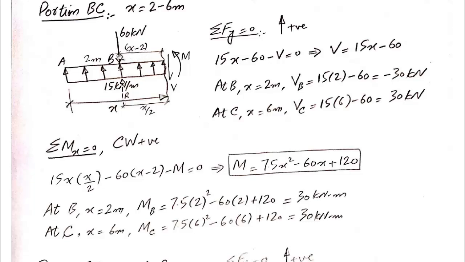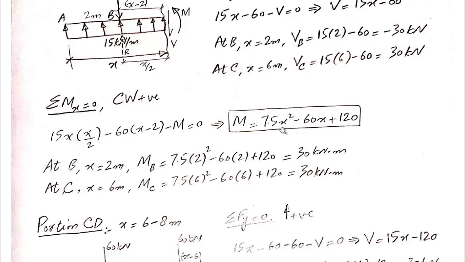As we discussed earlier, the part of the beam present on the left side of this force is 2 meters, total is x, so this part is x minus 2. And last thing is this exposed moment, which is in counterclockwise direction, so minus M is equal to 0. And if we rearrange this equation, we get M is equal to 7.5 x squared minus 60x plus 120. Again, we have variable x present in this equation, which means the moment is varying along the span BC. So we need to calculate the value of moment for point B as well as point C.